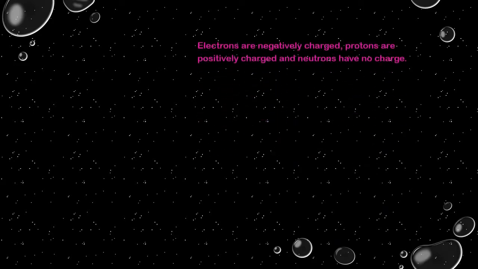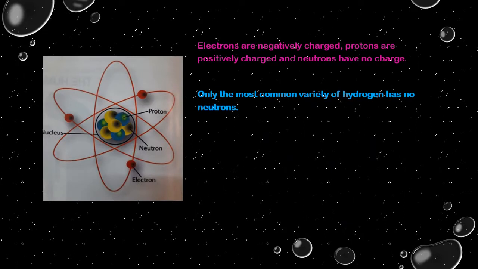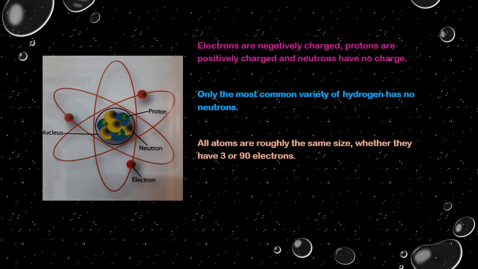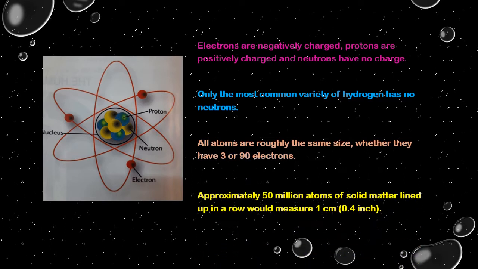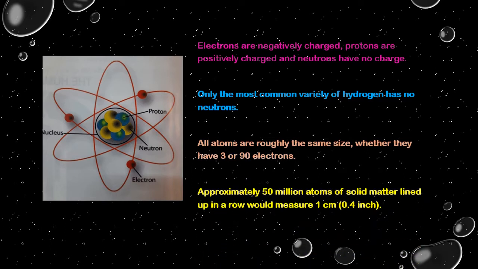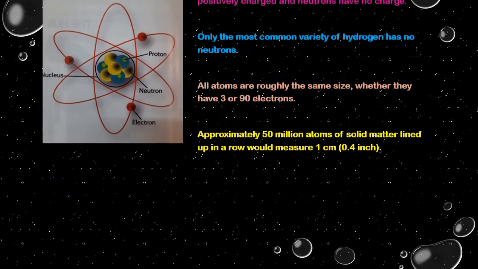Electrons are negatively charged, protons are positively charged, and neutrons have no charge. Only the most common variety of hydrogen has no neutrons. All the atoms are roughly the same size, whether they have 3 or 90 electrons. Approximately 50 million atoms of solid lined up in a row would measure 1 centimeter, that is 0.4 inch.